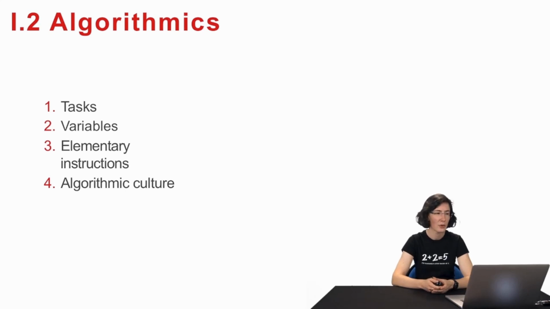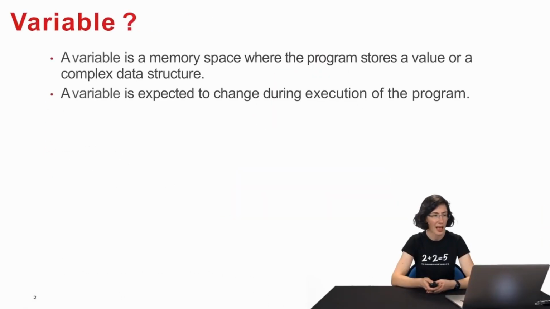Hi. In this second section about algorithmics, we will talk about variables. The first question is, what is a variable? A variable is a memory space, whether local or remote, where the program stores a value or something more complex, like a data structure which is more complex than a value.